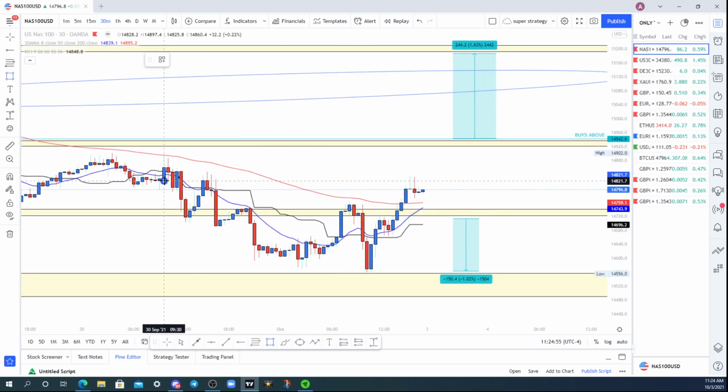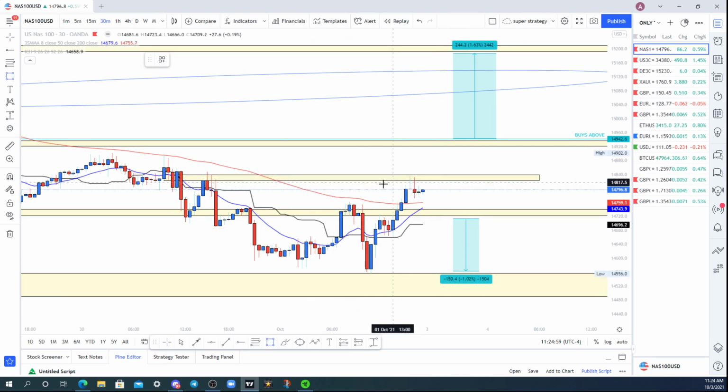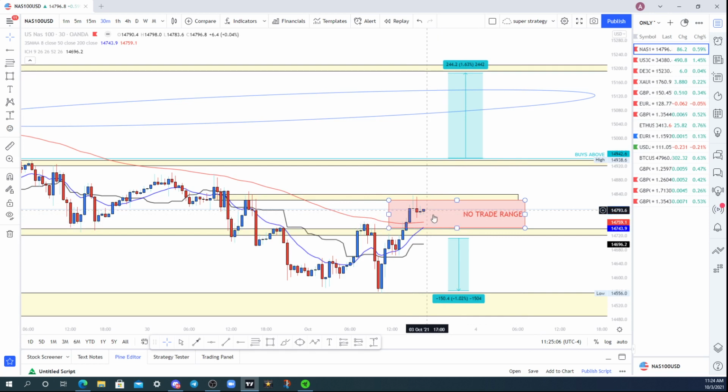Now on this time frame, we have this level of resistance here. We don't want to touch it here. This is kind of a no trade range here for me. That's pretty much all I see here on NAS 100. So just be very mindful that if we're still in this range.